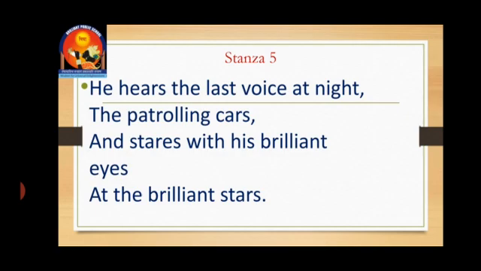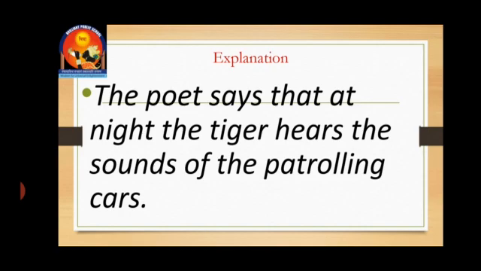Now, take a look at stanza 5. He hears the last voice at night, the patrolling cars, and stares with his brilliant eyes at the brilliant stars. Now, this stanza, the last stanza, expresses the tiger's helplessness inside the cage. The poet says that at night, the tiger, locked inside the cage, hears the sounds of the patrolling cars, which are used at night for keeping guard.